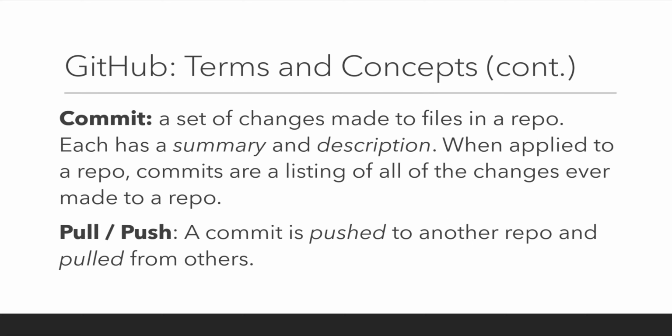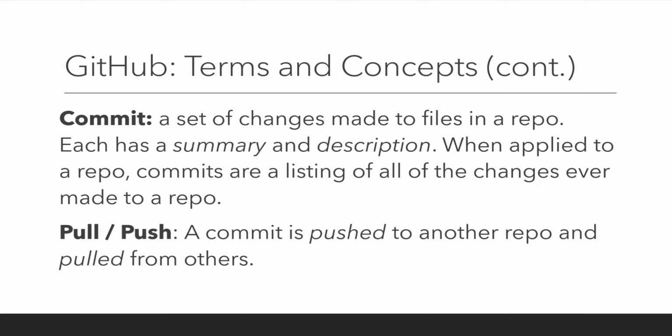Once we have a copy, though, we can start to talk about changes that are made to each of these and how they relate to each other. A commit is a set of changes made to files in a repository. Each has a summary and a description. So as we're working on code then, we're going to be submitting commits. Again, a commit is a set of changes.